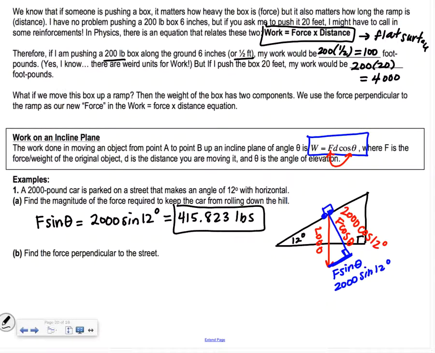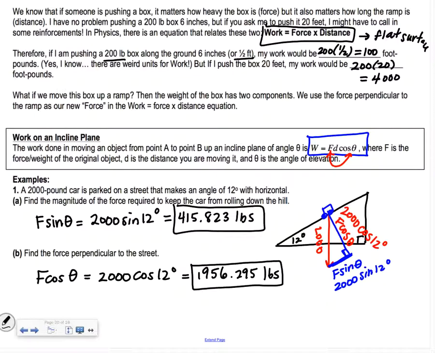So when it says find the force perpendicular to the street, well, that's going to be the other one. That's the F cosine of theta. So it's going to be 2,000 cosine of 12 degrees, which when I put that in, I get 1,956.295 pounds pushing down on that street.